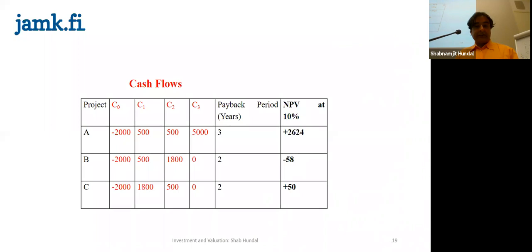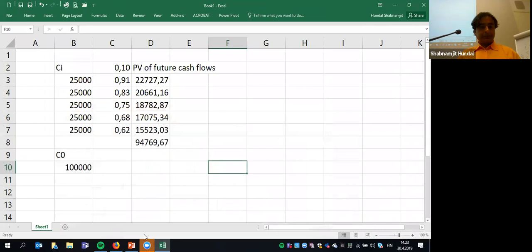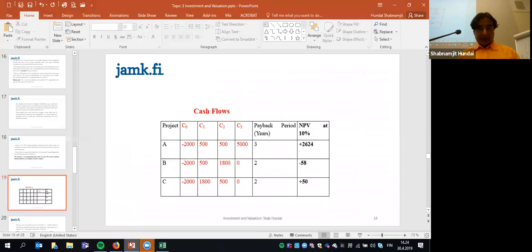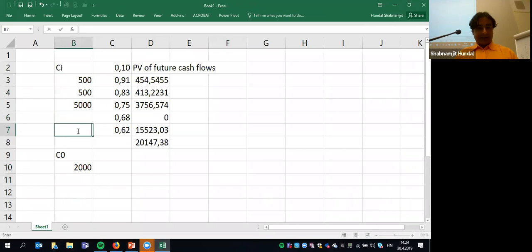Okay, let's check with Excel because now we have those formulations. So the first project was, if I take this as a cost, 2000, sorry. And the first project was costing how much? 5,000. So if it is 500 and 5,000. And this, this doesn't exist.